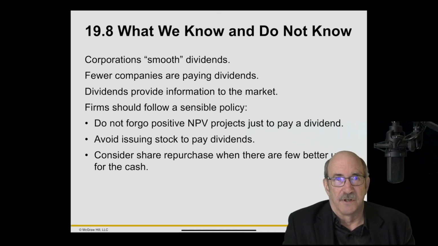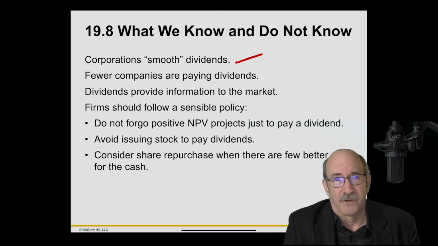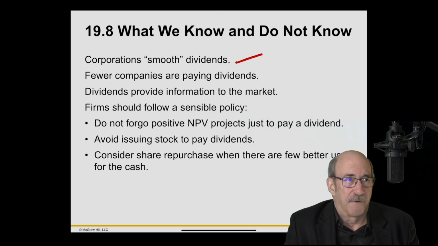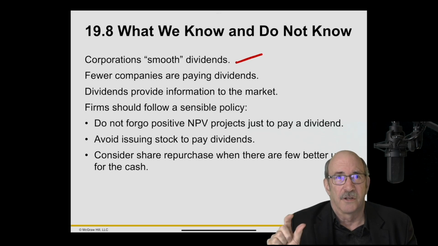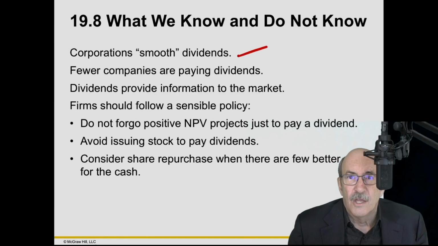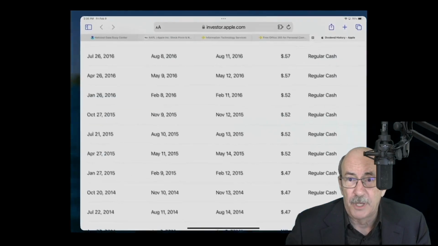What's the rest of the research show us about dividends? Well, we do know that corporations tend to smooth these things. By smoothing, what do I mean? Well, take Apple, for example. If you look at Apple's dividend over time, first off, they're paying a very, very small fraction of their earnings in any given year. So if we were to go look at Apple stock and their dividend history, which we can do right here, I've got it pulled up on the web.